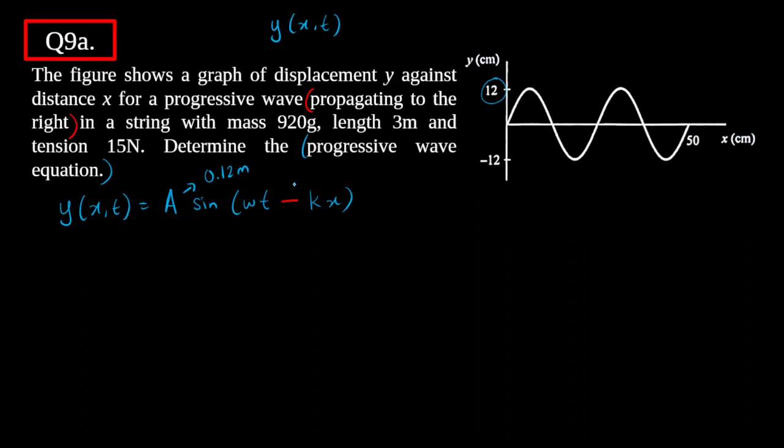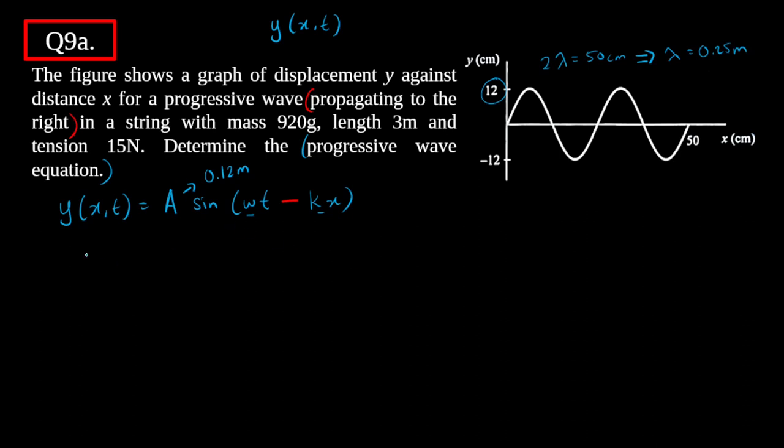T and X, I don't need to worry about them, but I do need to worry about omega and X. Because this is two wavelengths, this is 50 centimeters. From the graph, I can work out that 2 lambda equals 50 centimeters. That would also mean that our wavelength is 0.25 meters. Right off the bat.